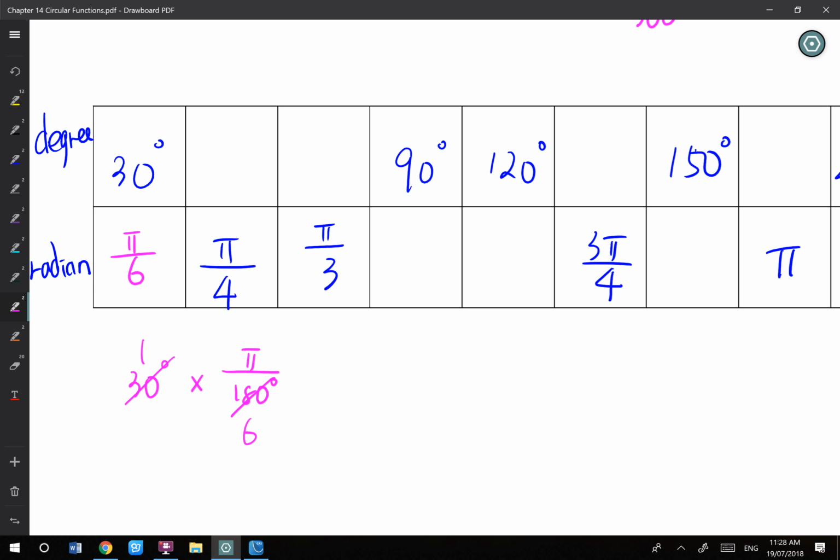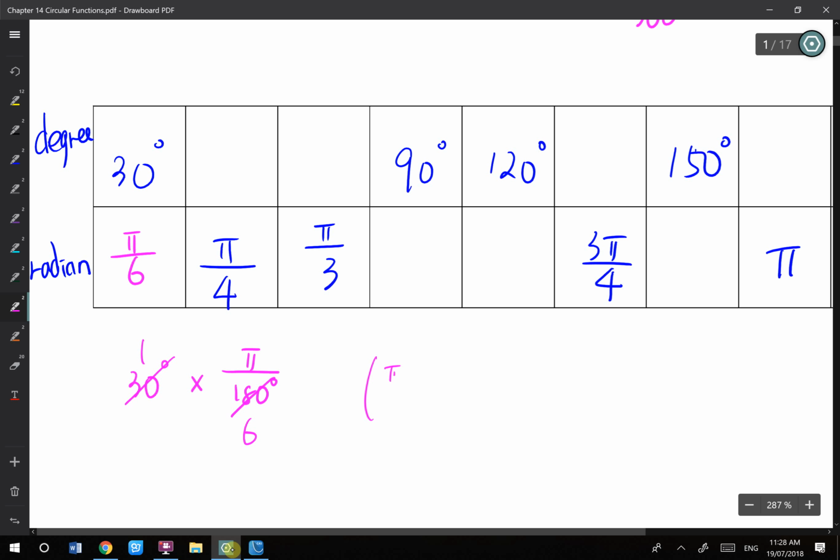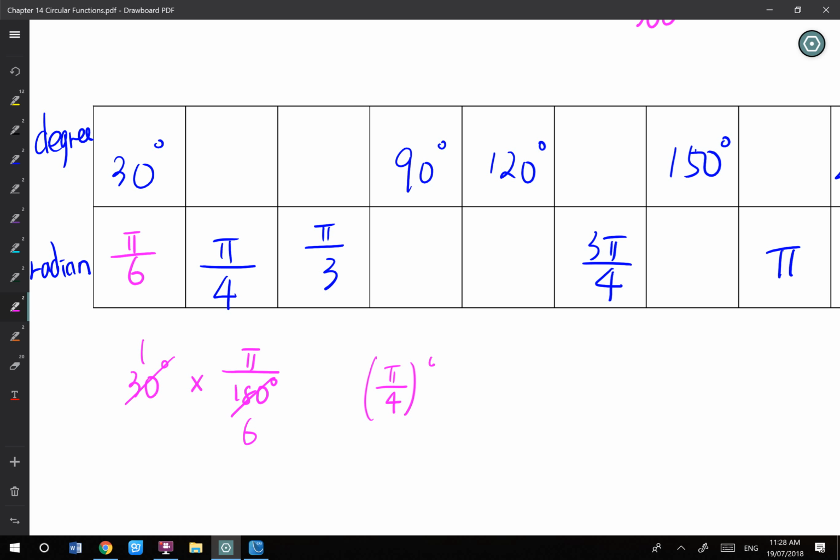When you have a number like pi on 4, is that pi radian on 4? Yeah, pi radian on 4. It doesn't really matter. It will be the same result even though it's pi radian divided by 4.